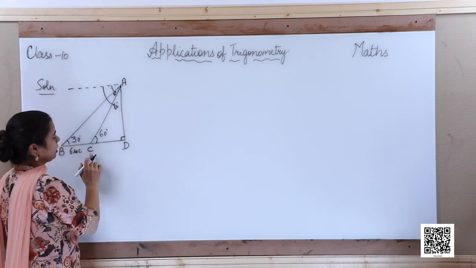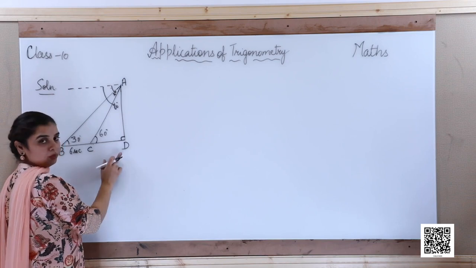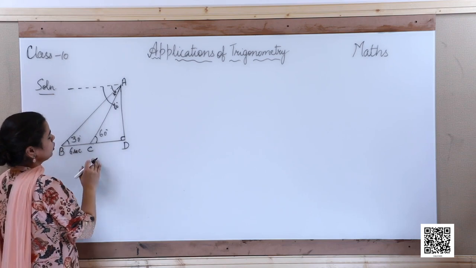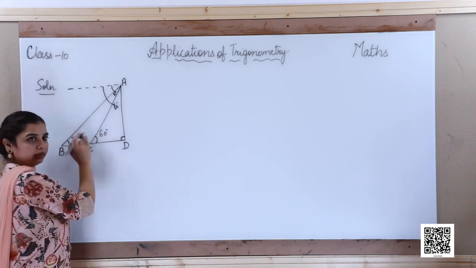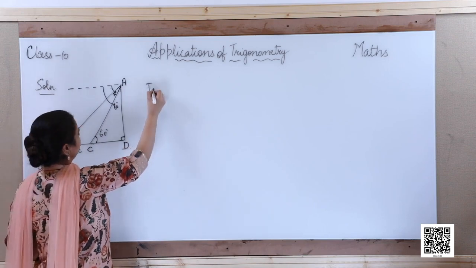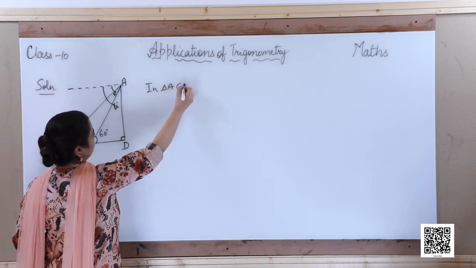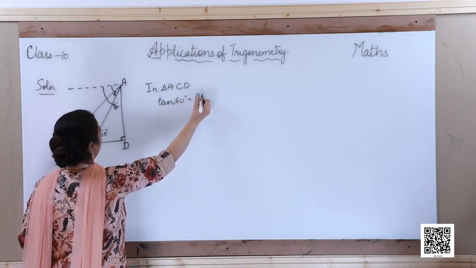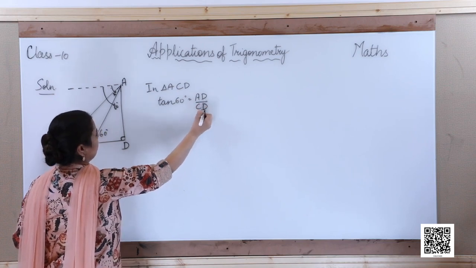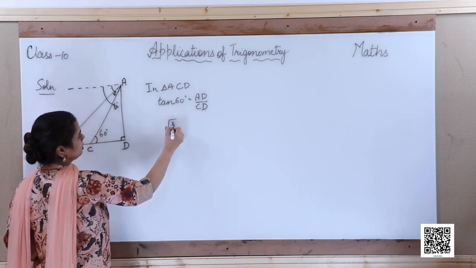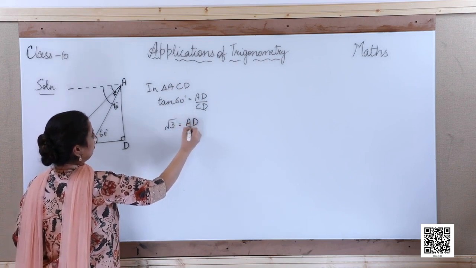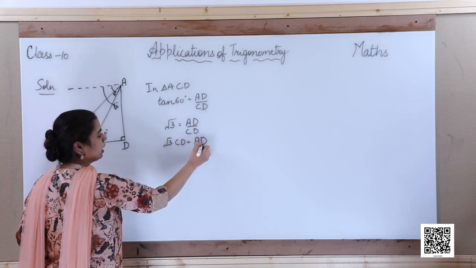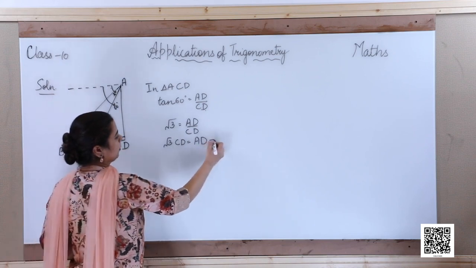So we have to find the time during which the car will travel from C to D. For this, I will have to find distance also. Now let us use trigonometry in both the right angled triangles. In triangle ACD, tangent 60 degree is equal to AD upon CD. So the value of tan 60 is root 3, equal to AD upon CD. So I get root 3 CD is equal to AD. I have got AD in terms of CD.